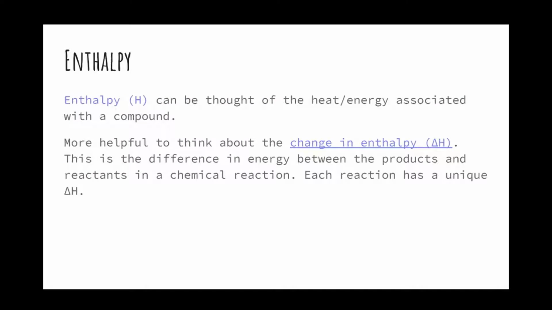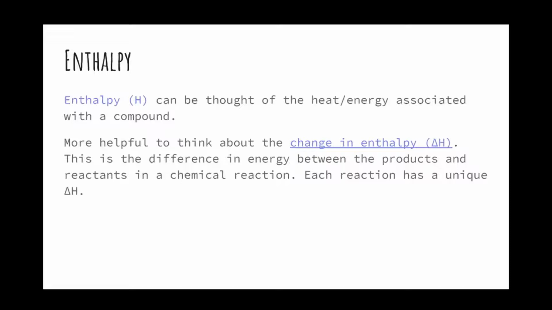Now, when we talk about enthalpy, enthalpy can be thought of as the heat or energy associated with a compound. That might not be too important by itself, and it's a lot more helpful to think about what's called the change in enthalpy. The change in enthalpy is the difference between the energy of the products and the reactants in a chemical reaction. The products and reactants each have their own amount of energy associated with them by just being. The difference between those is our change in enthalpy, and that's represented by delta H.